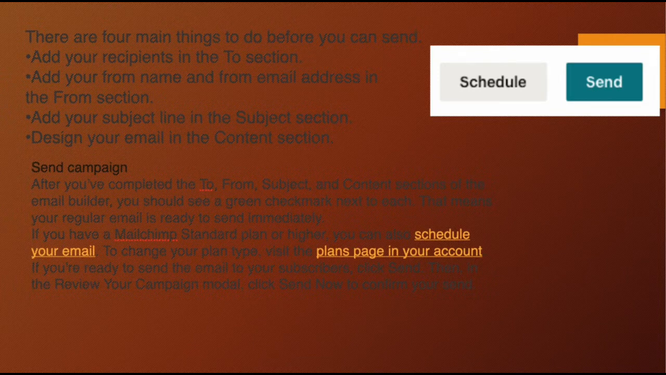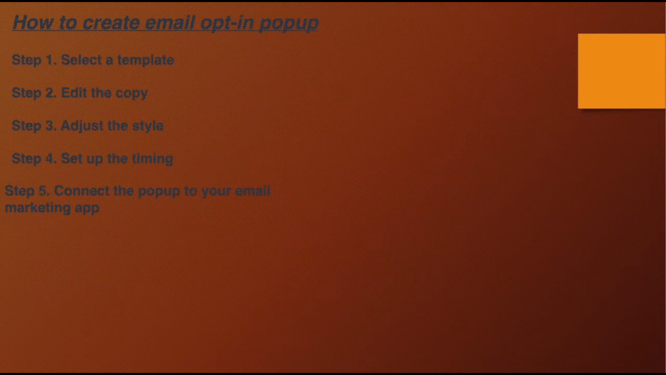Next, you need to send the campaign. After you have completed the to, from, subject and content sections of the email builder, you should see a green check mark next to each. That means your regular email is ready to send immediately. If you have a MailChimp standard plan or higher, you can also schedule your email. To change your plan type, visit the plans page in your account. If you're ready to send the email to your subscribers, click send. Then, in the review your campaign modal, click send now to confirm your send.